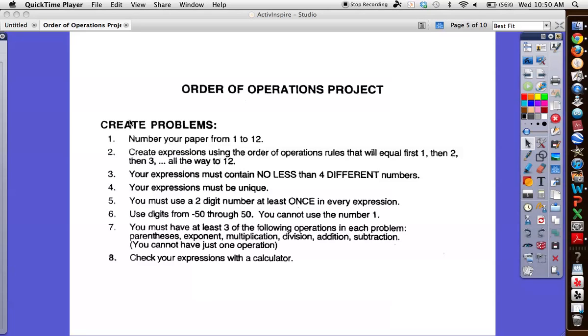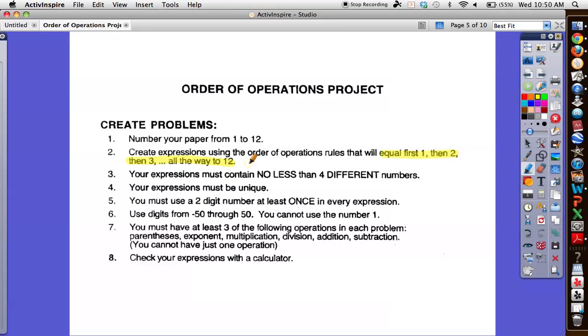The whole idea here is that I could give you 12 problems to do, and you could knock out all 12 very quickly. But a little bit more creative way of thinking is for you to create the problems yourself. And that's just what you're going to do. You're going to come up with 12 expressions following certain rules, certain constraints. The first one will equal 1, one will equal 2, one will equal 3, one will equal 4, all the way up to 12. So you have 12 different expressions that all equal something different, the numbers 1 through 12.